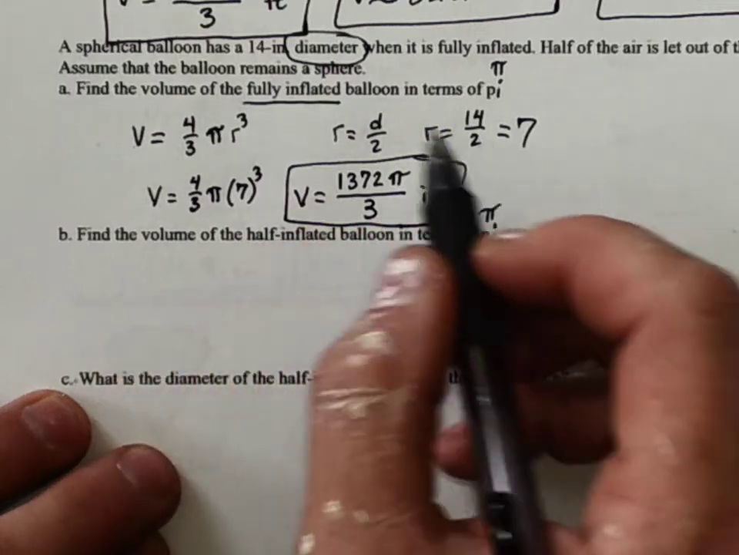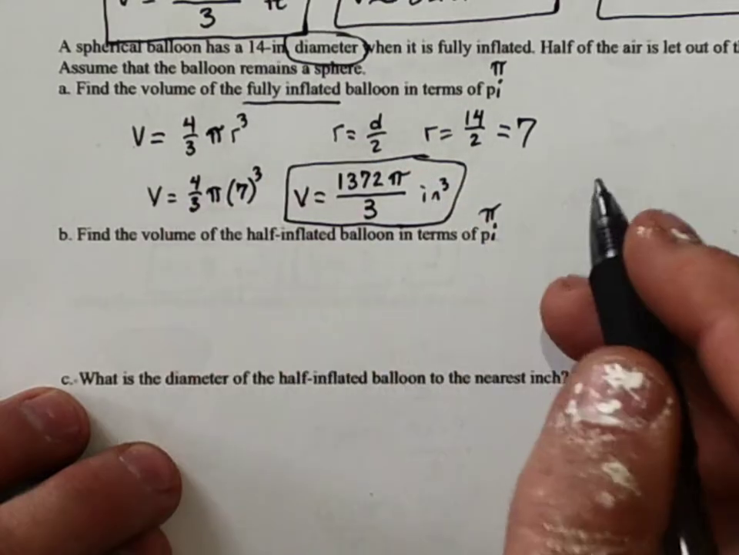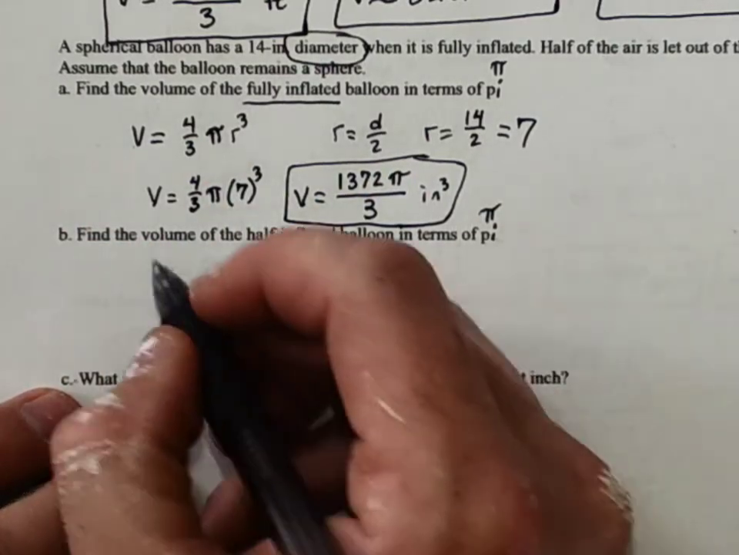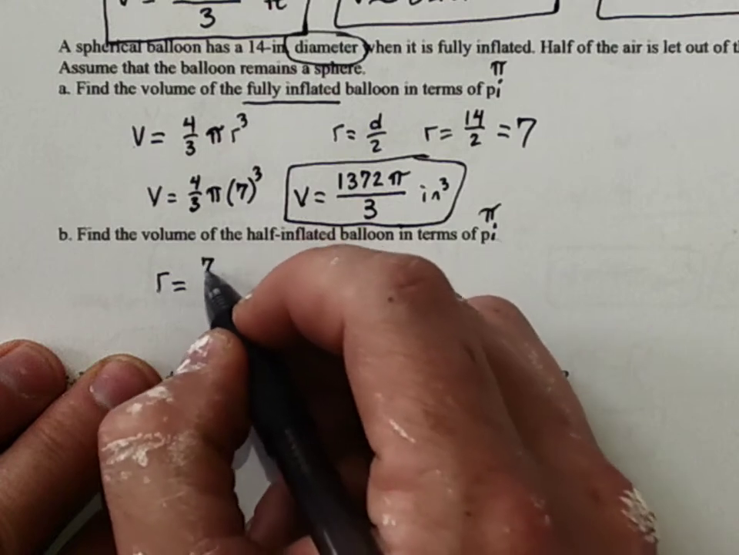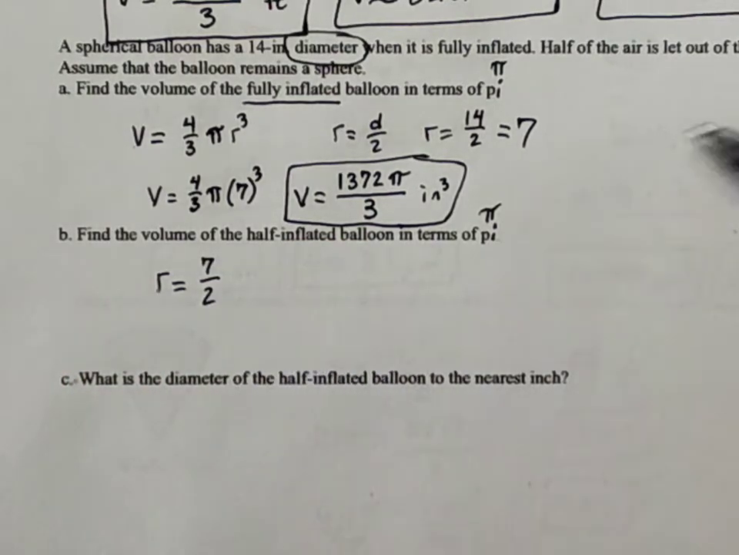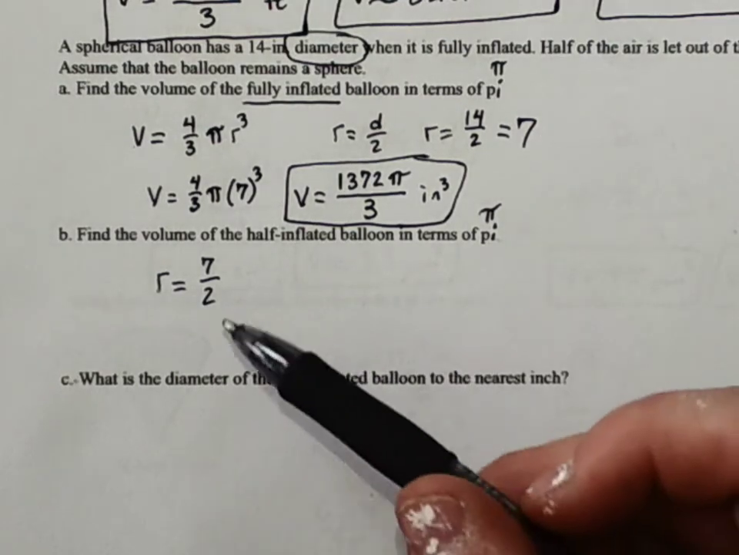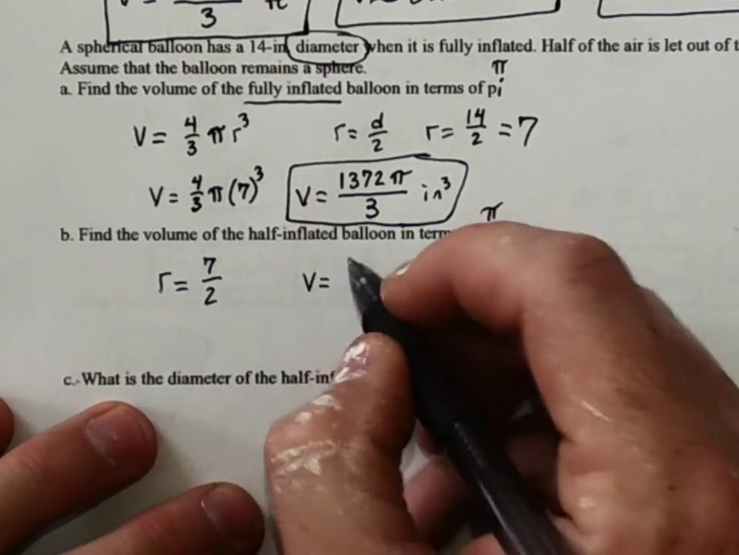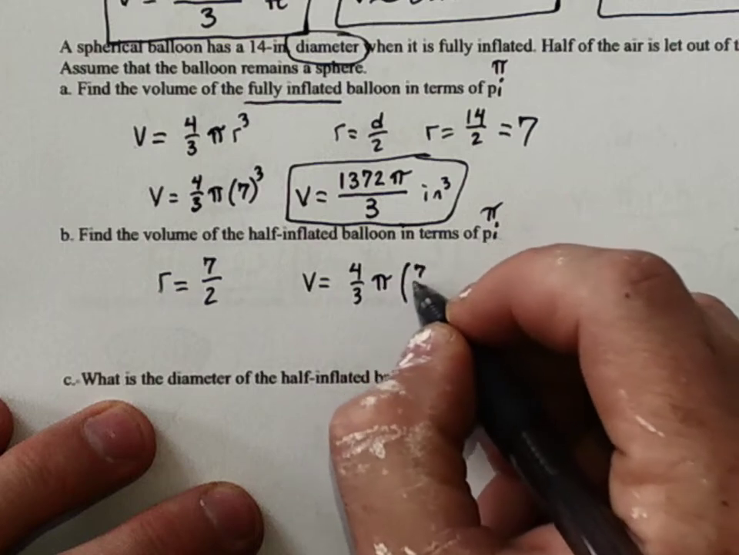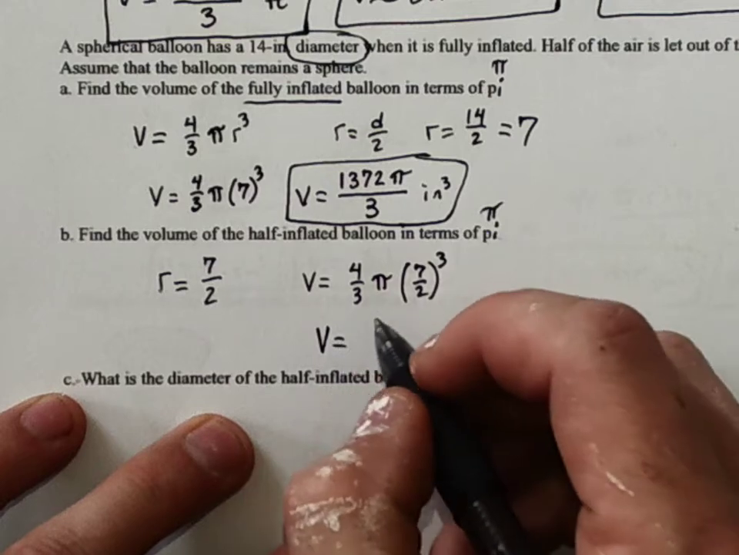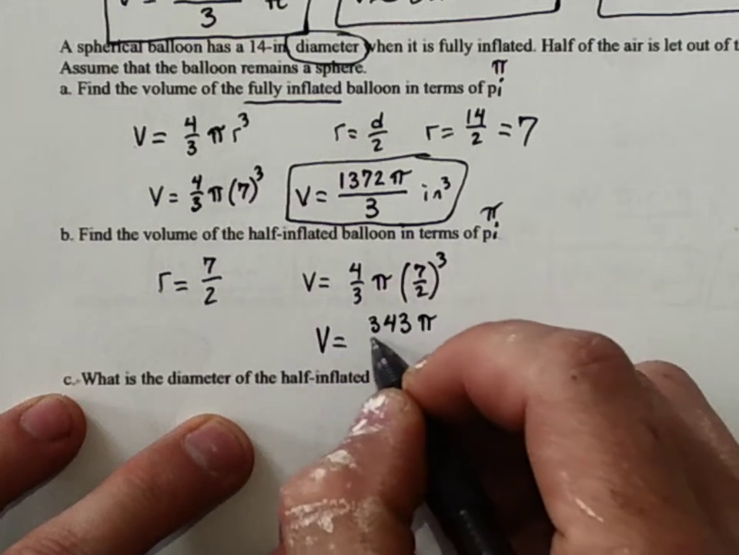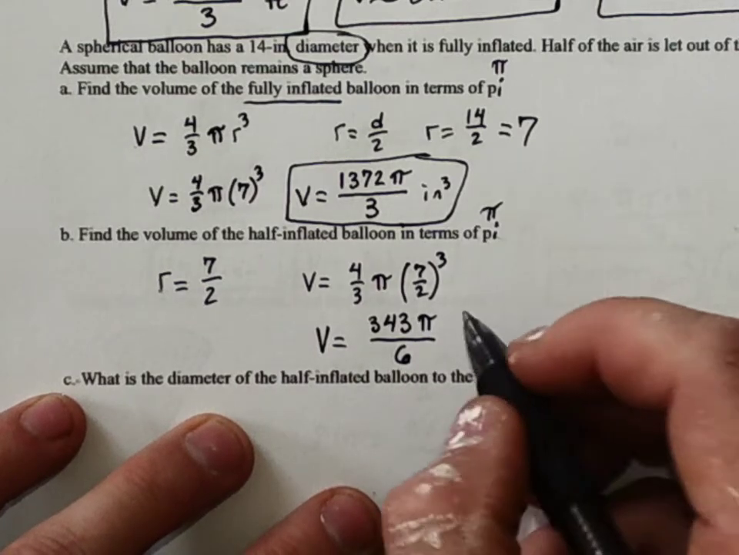So we have to take the diameter, which was 14, cut it in half, which is 7, and then take half of that, which is then 3.5, or you can just take the radius of our last one and cut it in half. So the radius of the half one is going to be 7 divided by 2. Taking the radius of the fully inflated balloon and cutting it in half. So then the volume is going to equal 4/3 pi times this radius cubed, which is 7/2. So you take 7/2 and you cube it and you multiply that by 4/3. You make it a fraction, and the answer this time is 343 pi divided by 6, and that would be in inches cubed.